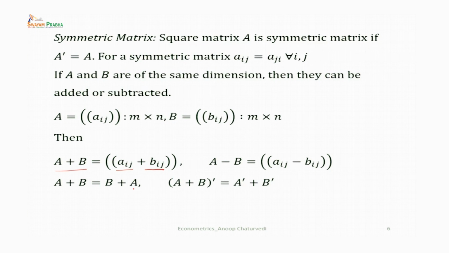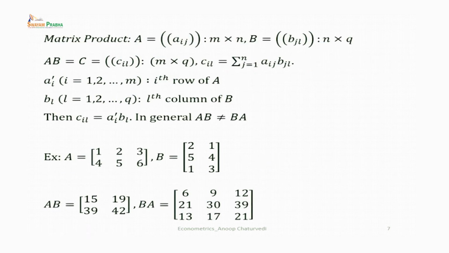Obviously, A plus B is equal to B plus A, because Aij plus Bij is equal to Bij plus Aij. And if we take the transpose of A plus B, then (A plus B) transpose is equal to A transpose plus B transpose.